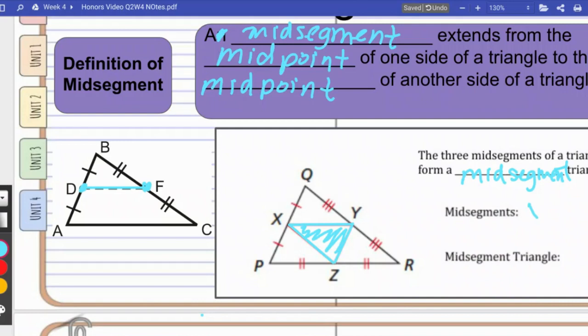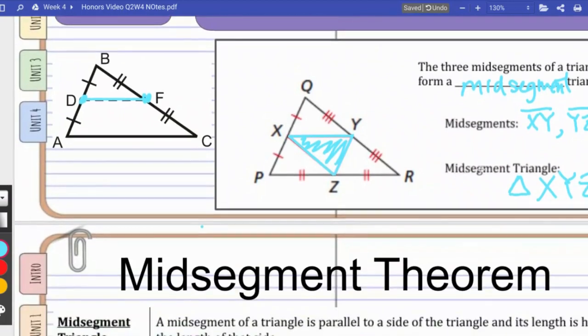Where are my mid-segments at? XY, YZ, and ZX. And what's my mid-segment triangle called? Triangle, and you just pick three letters, X, Y, and Z. Those are the vertices of that triangle, and you can put those letters in any order.